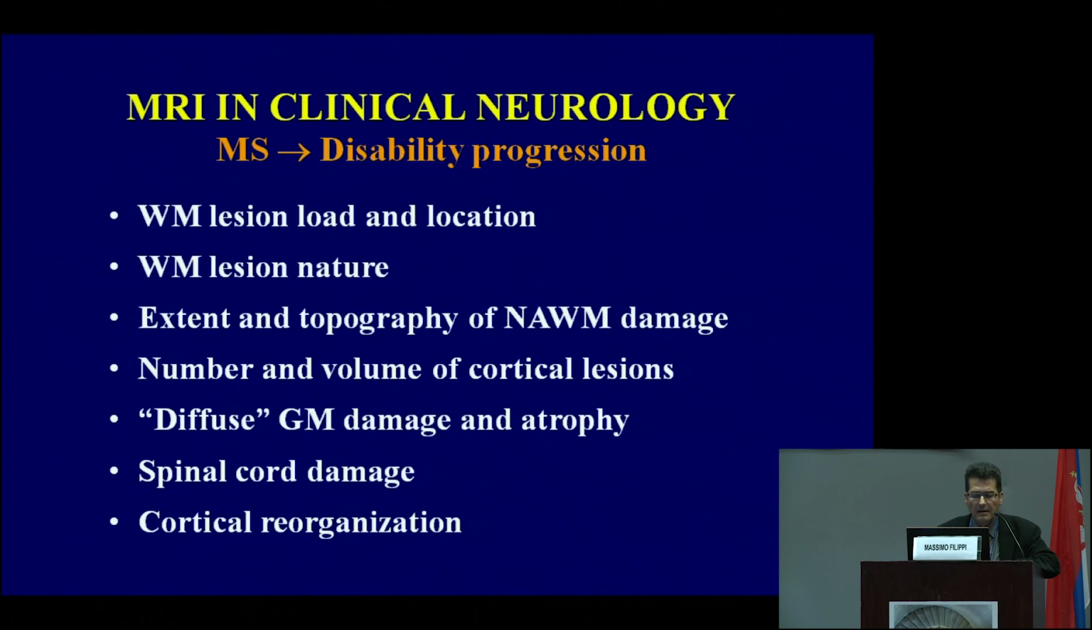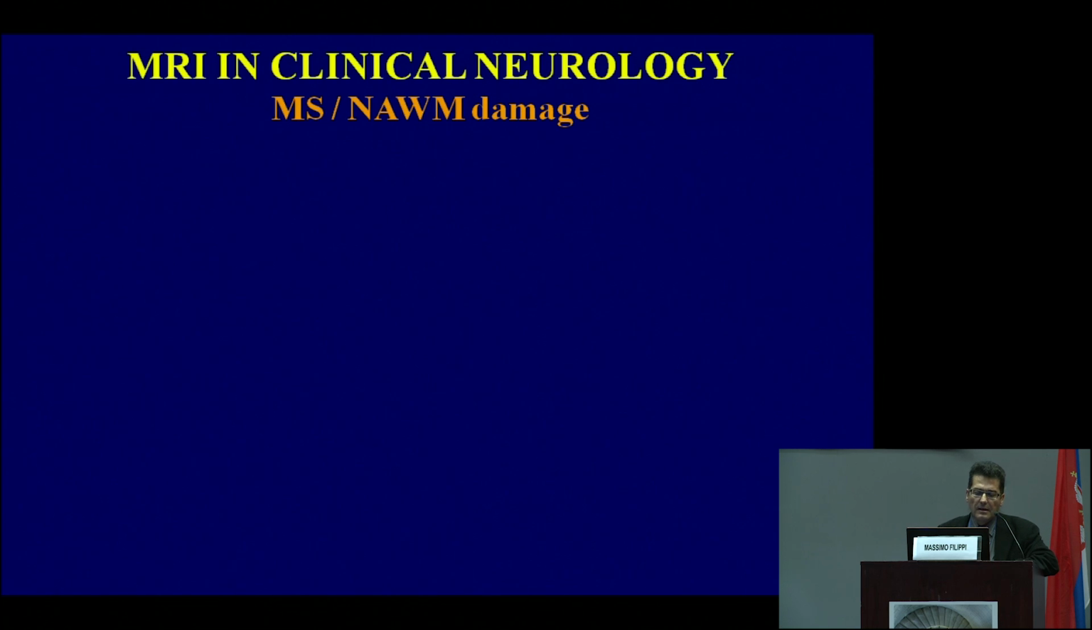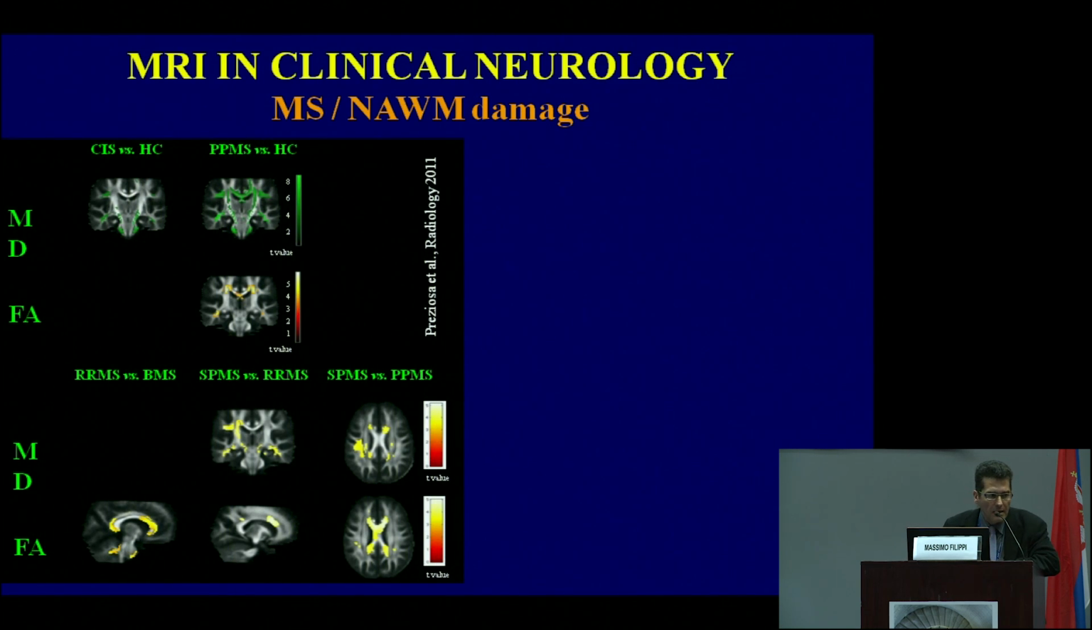Advanced MR techniques are allowing us to study all of these different factors, and I will focus on a few of them for the sake of time, starting from the damage to the normal appearing white matter, which is very well studied now using tractography, diffusion tensor imaging and tractography. This is a study that we did in our lab showing the different topography of damage in different white matter tracts associated with different phenotypes of the disease.